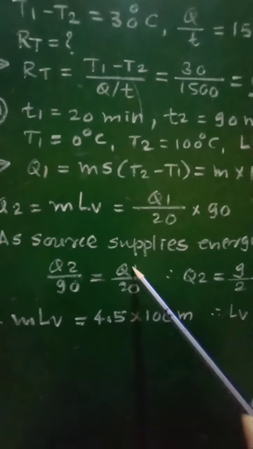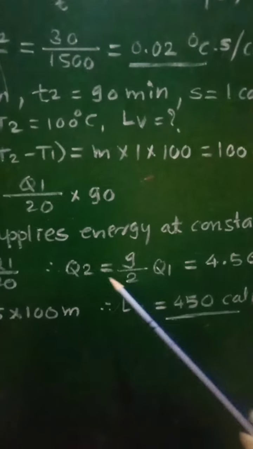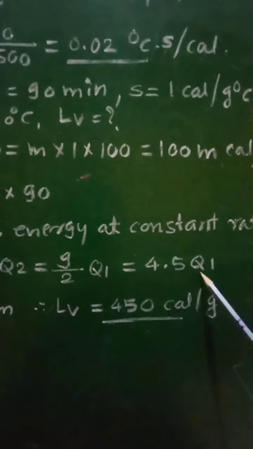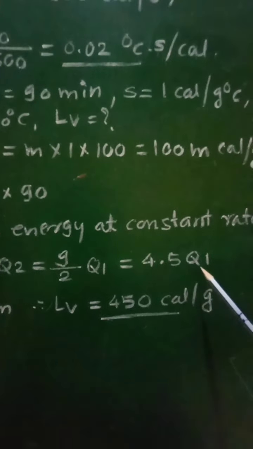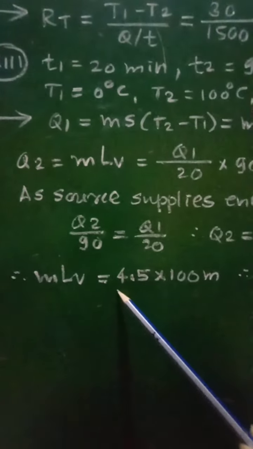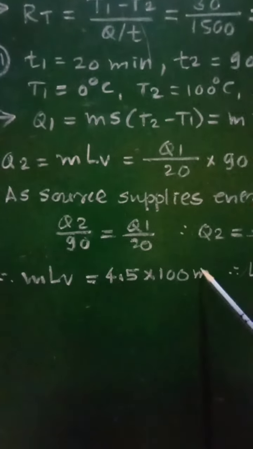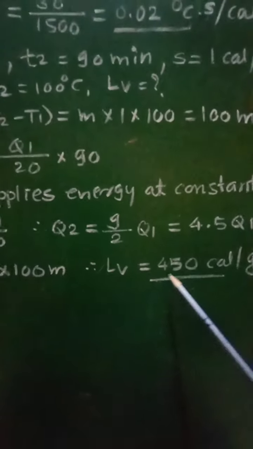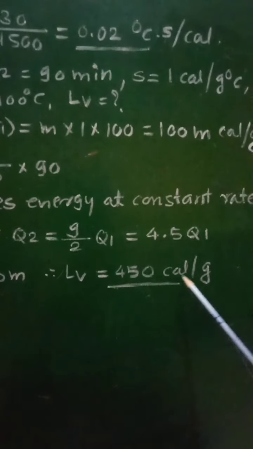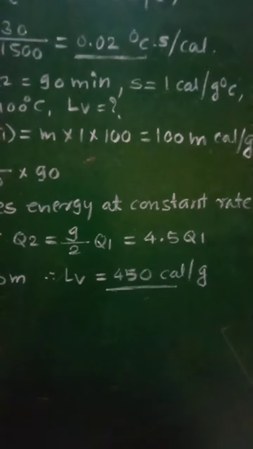Q2 by 90 must be equal to Q1 by 20. Therefore, Q2 is equal to 9 by 2 Q1, which comes out to be 4.5 Q1. So Q2 is equal to 4.5 Q1. Therefore, mLv, that is Q2, will be equal to 4.5 into 100 m. The m will get cancelled, and therefore Lv, that is latent heat of vaporization, will be equal to 450 calorie per gram, which is the required answer.